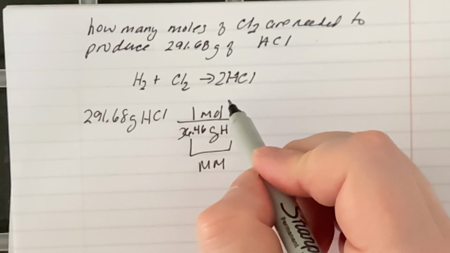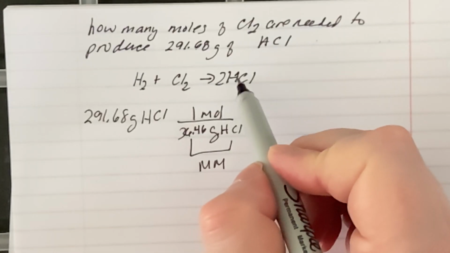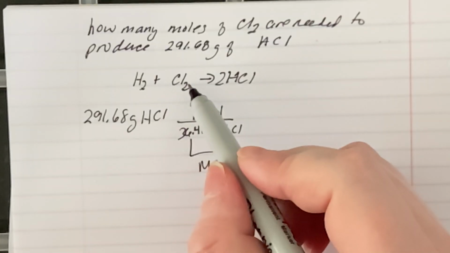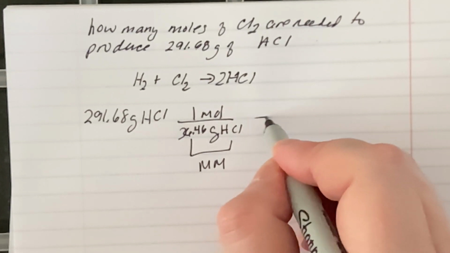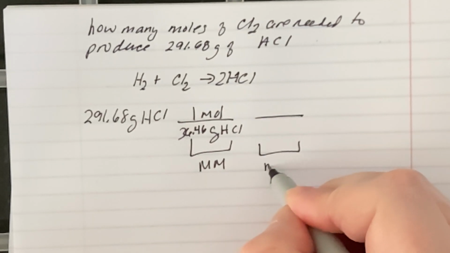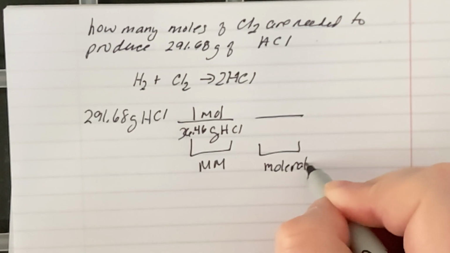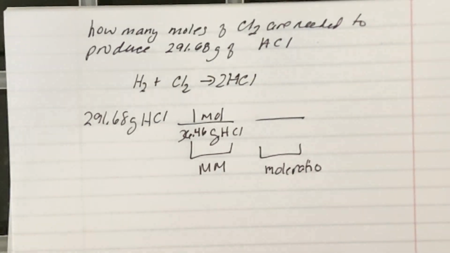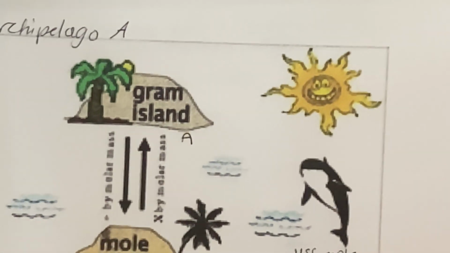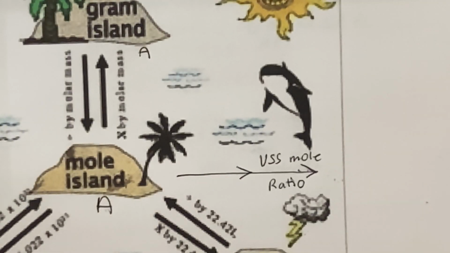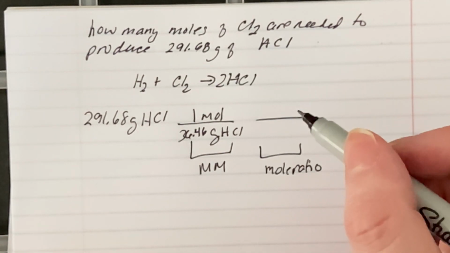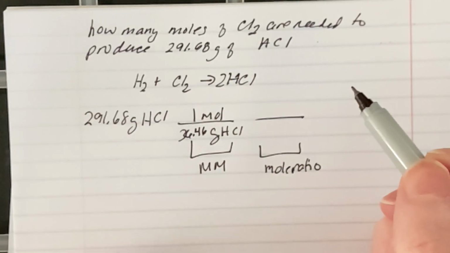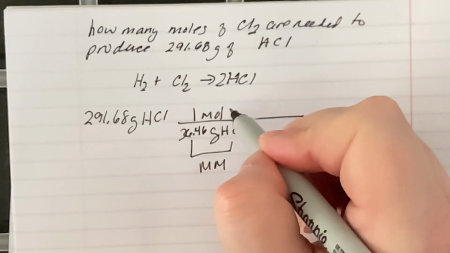If we stopped here, we'd have moles, but we'd have moles of HCl, and we want to find moles of chlorine gas. So now the next part is we have to change our elements, and every single time you have to change your elements, you have to use the mole ratio. Every time to go from element A to element B, or in this case, hydrogen chloride to chlorine gas, you have to use the mole ratio.